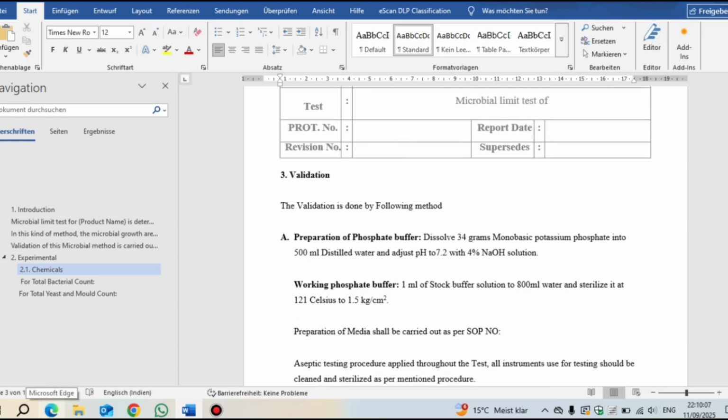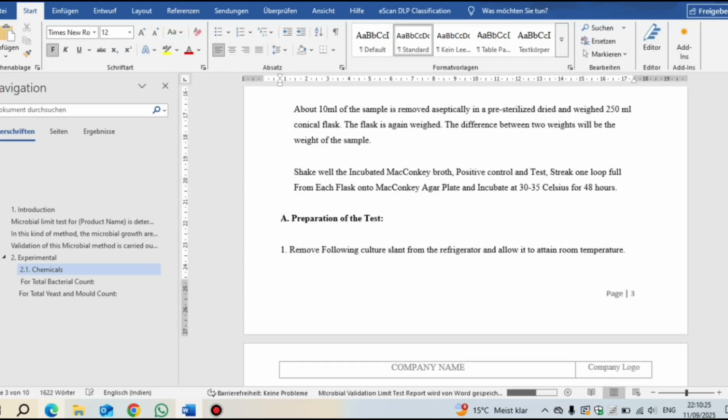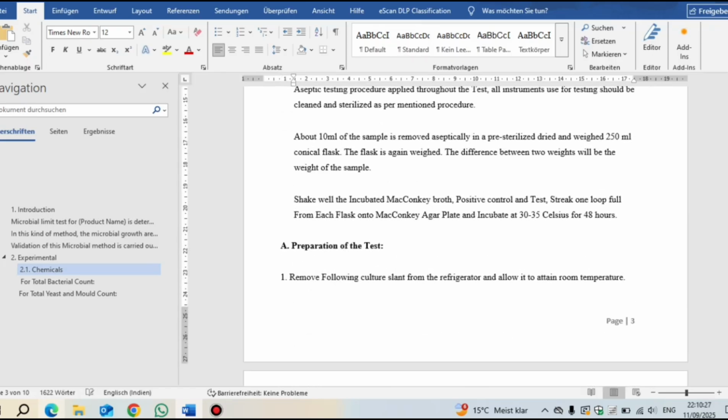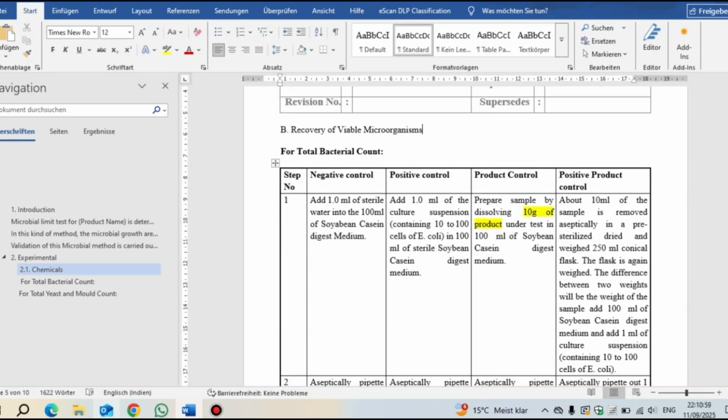On the third page, it's validation. The validation is done by the following method. So this is a common microbial validation method as per company SOP. So it's written here, preparation of test. Then for total bacterial count, we have to make negative control, positive control, product control and positive product control.